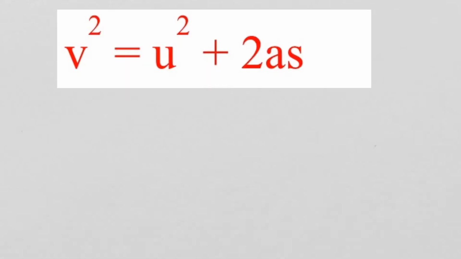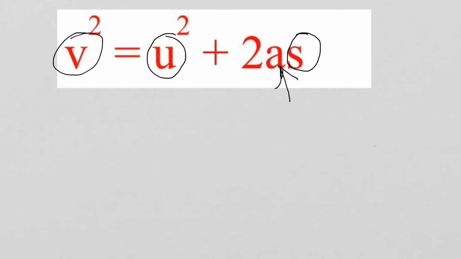So first of all, we will find acceleration using the formula v square equals u square plus 2as. We will be using this formula to find the acceleration, because we have u and v. So we will substitute whatever values we have. So let's see what we are having.